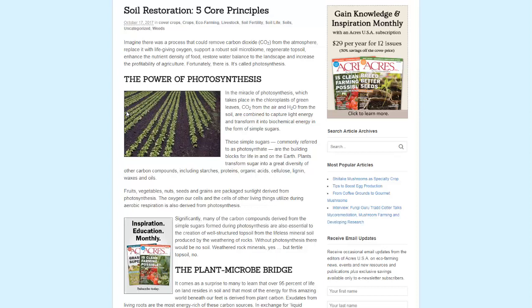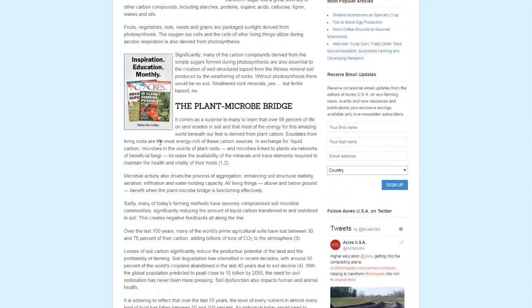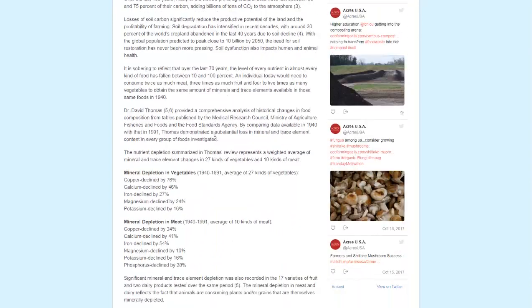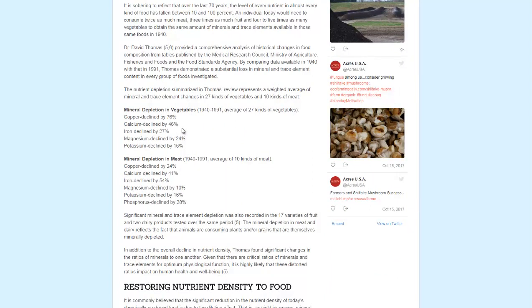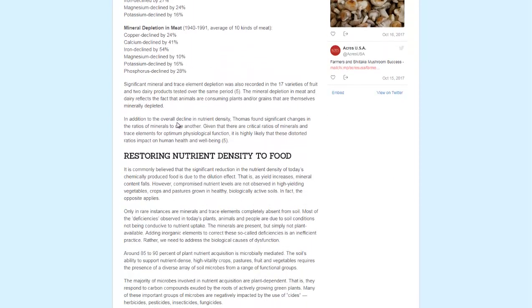And they also talk about how monocultures, or growing one type of plant only, just devoids the soil of all sorts of different microbes, because certain microbes like to interact with certain plants, because certain plants produce certain sugars or enzymes that are beneficial for those microbes. So it all comes down to the plant microbe bridge. And they talk about how mineral density has declined in vegetables, but typically most soils have these minerals. They just can't be uptaken by the plants because of the lack of microbes in the soil.